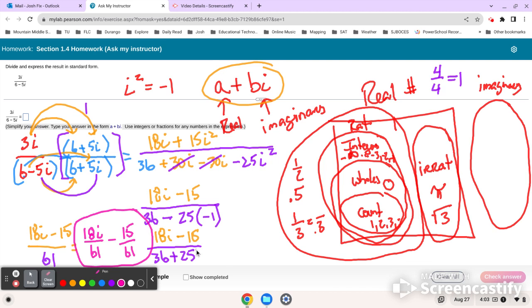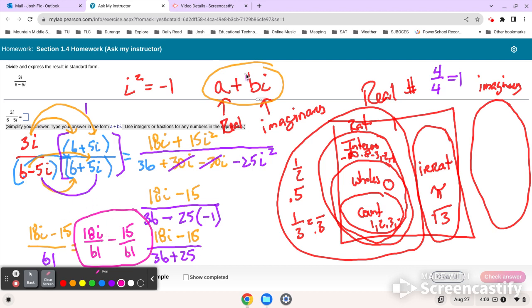So I'm going to take 18 over 61. Now I'm not going to plug the i into my calculator because my calculator is not going to know what i is. So 18 over 61 doesn't simplify. So now I'm going to try 15 over 61. It doesn't simplify. So now this is my final solution.